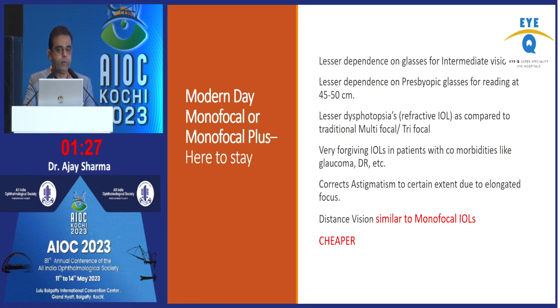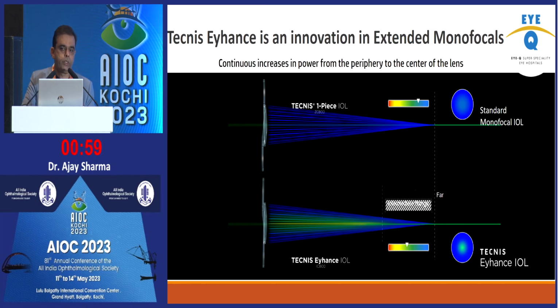Now these lenses are very good. They give a lesser dependence on presbyopic glasses for reading, at least at 45 to 50 centimeters. They can't be used for 30 centimeters, and patients are extremely happy because they get good intermediate vision, and the look on the eye is just similar to a monofocal IOL. There are no rings inside, so there are no glares and halos. They are comparable to any monofocal lenses. So this is one of the lenses where you can see the beam split function here, how easily it extends to the far and the intermediate vision.